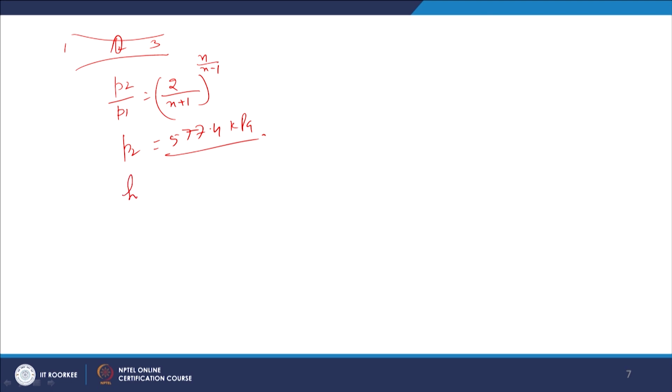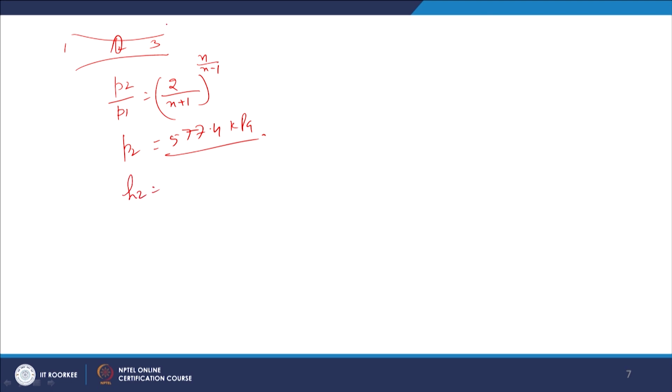This is 1, 2 and 3. Critical pressure ratio, if you remember, P2 by P1 is equal to (2 by (n plus 1)) to the power n over (n minus 1), right. From here we can easily get the value of P2 as 577.4 kilopascal. This is the pressure here, right.